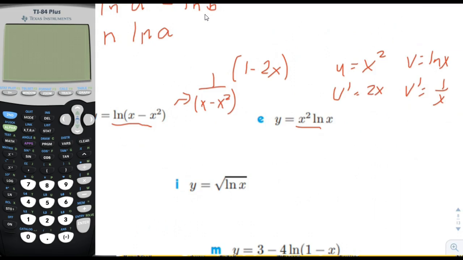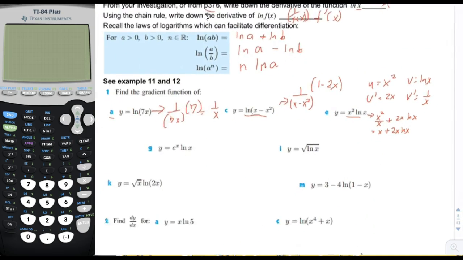Okay. So when you take the derivative of this, it's going to be u, which is x squared, times v dashed, which is 1 over x, plus u dashed, which is 2x, times v, which is natural log of x. Okay, so this is going to be equal to x squared divided by x is x, plus 2x times natural log of x. Alright.